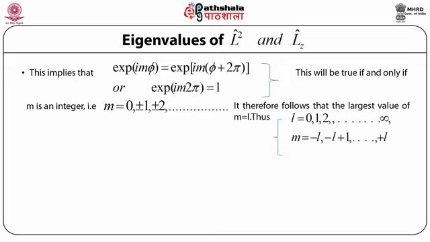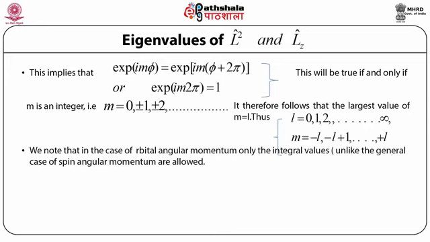and the largest value that m can take is l. So if l has values going from 0, 1, 2 and so on till infinity, then m can take values from −l, −l+1 and so on till 0, 1, 2 and so on till l−1, l. Here it is important to note that in case of the orbital angular momentum, only the integral values are allowed, which is unlike the general case of spin angular momentum.